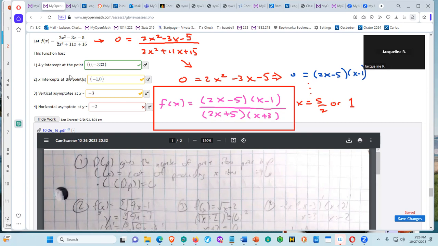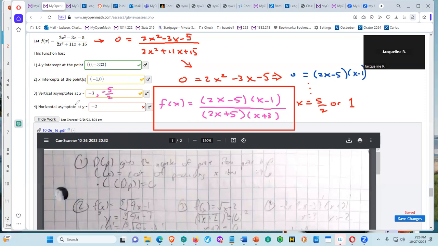And so there is no hole, and the vertical asymptotes come from zeros at the bottom. You got the -3, but there's also a -5/2. Does that make sense? Yes, sir, that does make sense. I did know that you have to factor it. It's just that I could not factor it completely all the way.